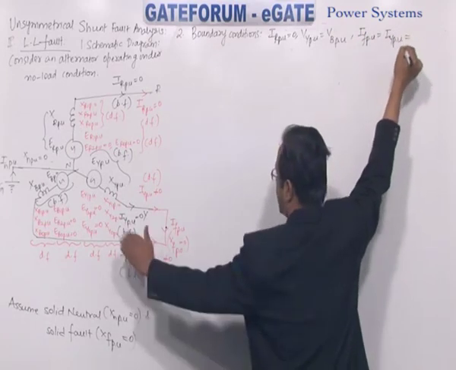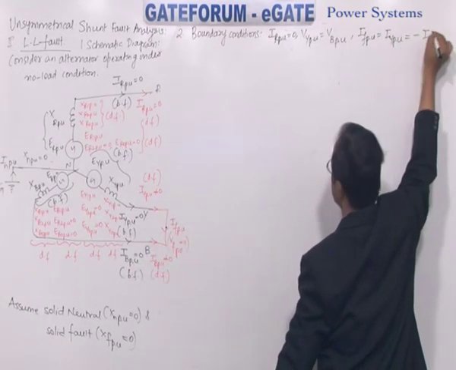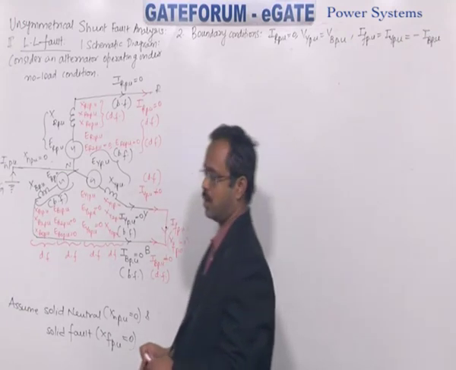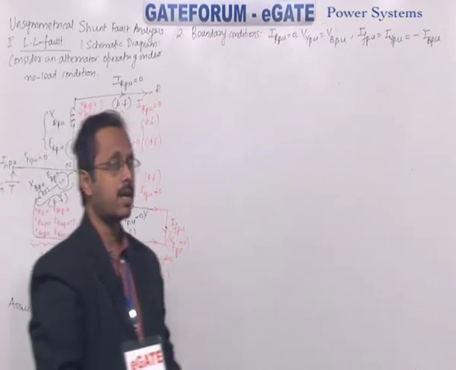Or you write it as minus Ib. Or you write it as what? Minus Ib. So this is the boundary conditions.